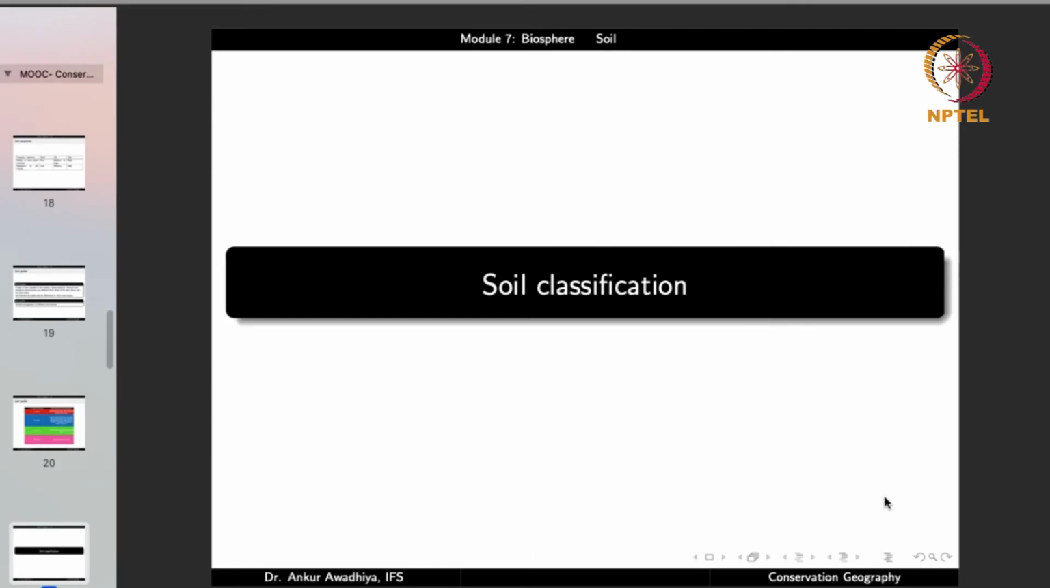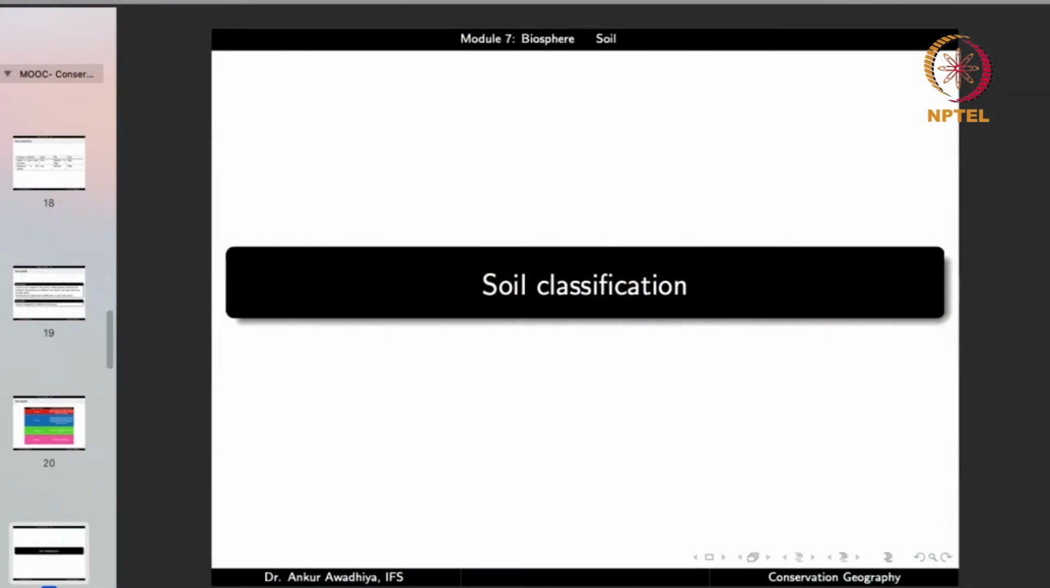Which brings us to the classification of soil. All the soils are not the same. Soils are different. And if you can identify the kind of soil, it can help you in planning certain activities. So certain soils are good for forests, certain soils are good for grasslands. Certain soils are very poor. So we can classify soils to understand their properties, to understand their characteristics.